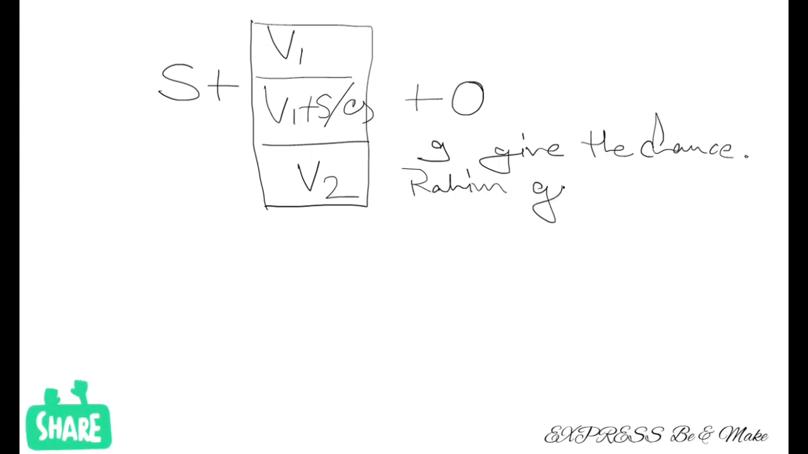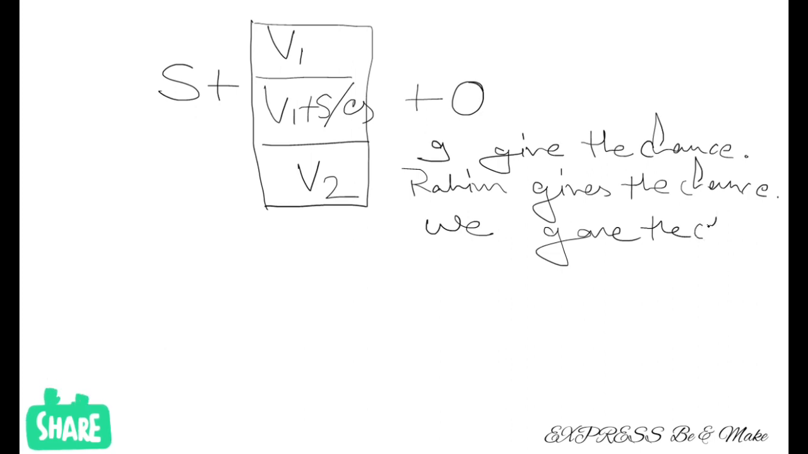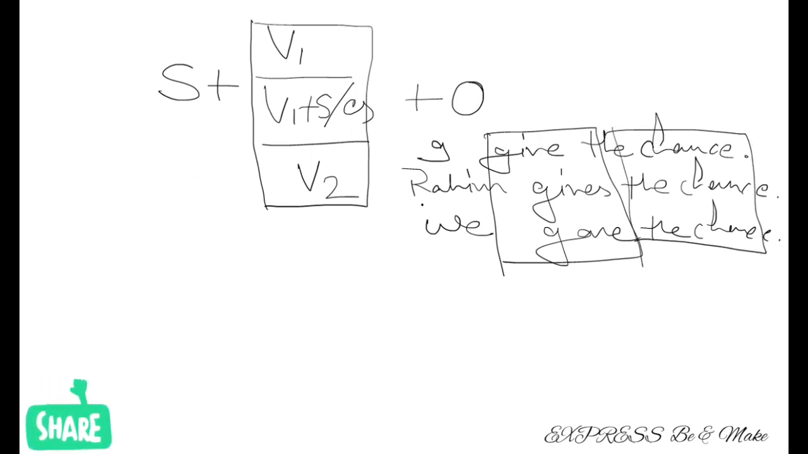Rahim gives the chance. And we give the chance. So that you can understand very easily. For that reason, here the verb part and the object part I have taken the same, so that you can understand. Okay, and these three examples you can easily fit into this way, isn't it?